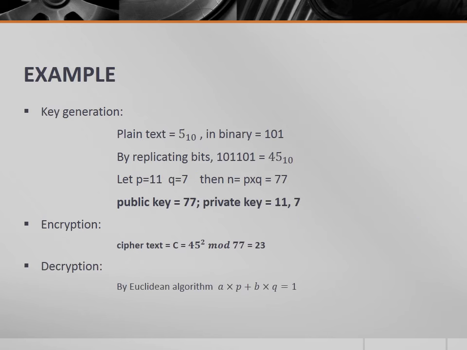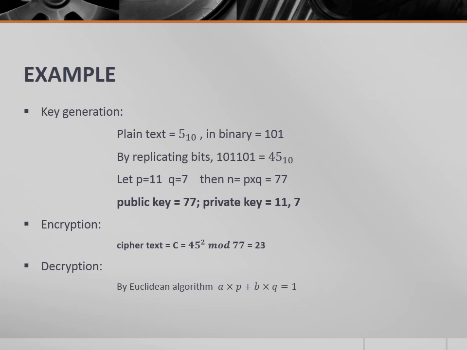Let's take an example. Let the decimal plain text be equal to 5. For knowing the correct message later, we replicate our bits. It then becomes 45 in decimal. P and Q we have selected as 11 and 7. They are prime numbers, and the public key then becomes 77, which is 11 into 7, and the private keys are 11 and 7. For encryption, we simply do square of plain text modulo public key, that is 45 square modulus 77, which is 23.